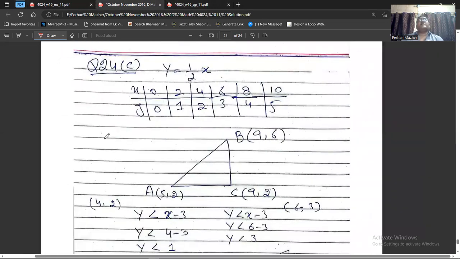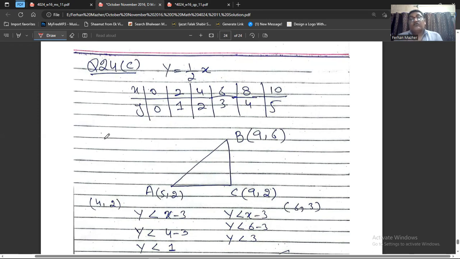So here the line y equals 1 by 2x. Here I have put some values which are integers. I've supposed the values of x myself. So x can be 0, x can be 2, x can be 4, x can be 6, x can be 8, x can be 10. I'm taking those values of x which will make y also a perfect integer.